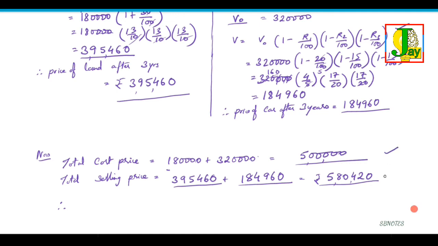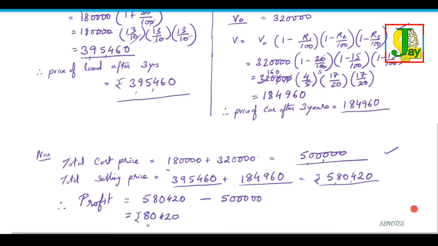So the total cost price is actually less than the total selling price. So Mr. Durrani has a profit. So profit equals 5,80,420, sorry, minus 5 lakhs. So that's 80,420 rupees is the profit when he sells both the properties.